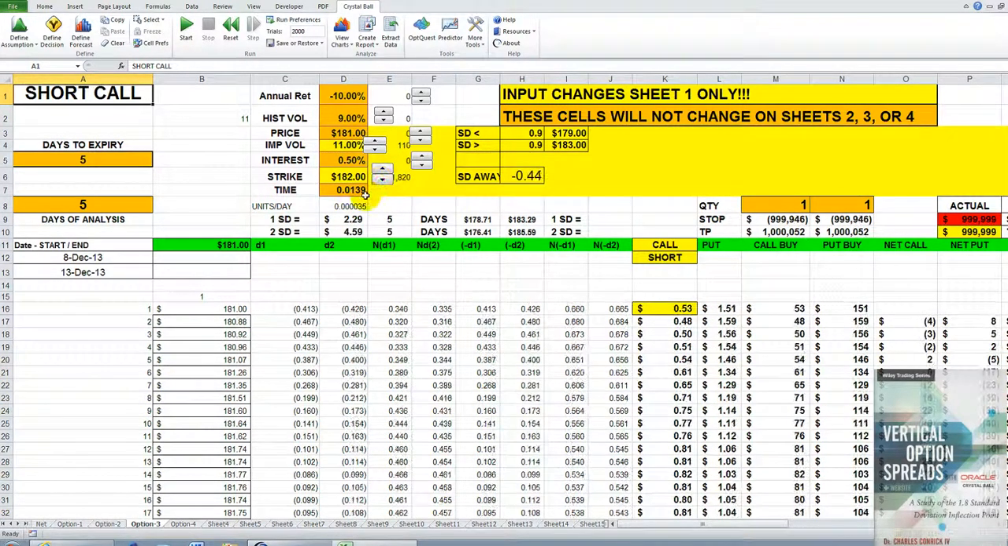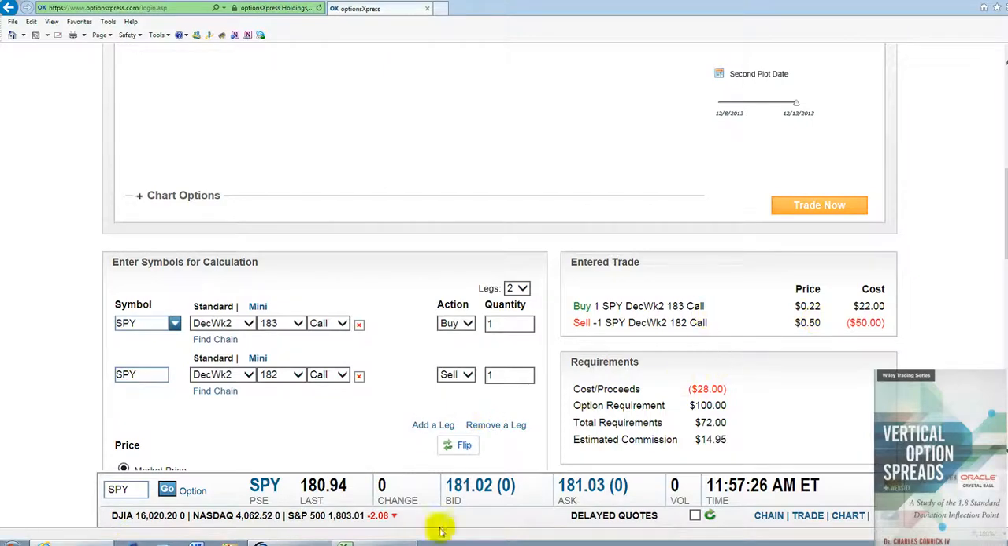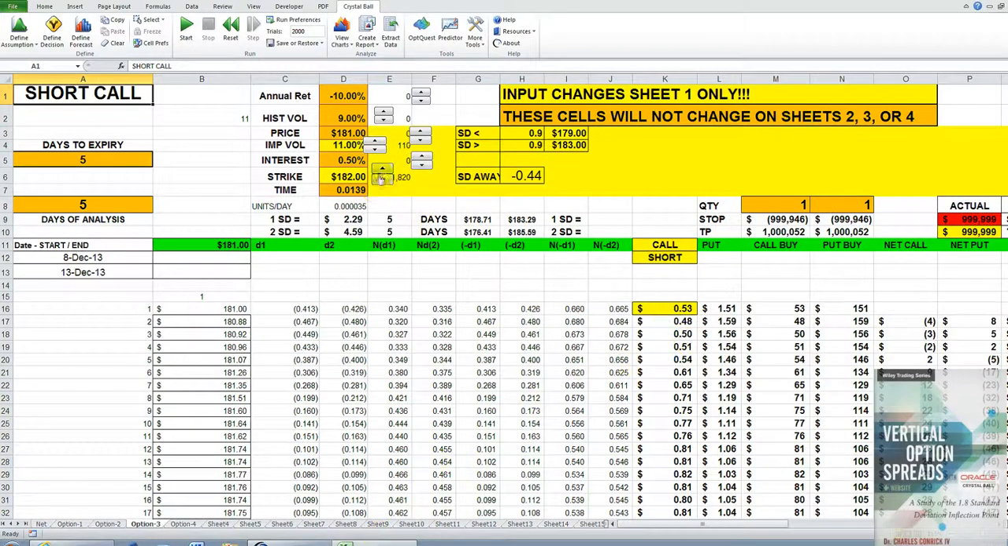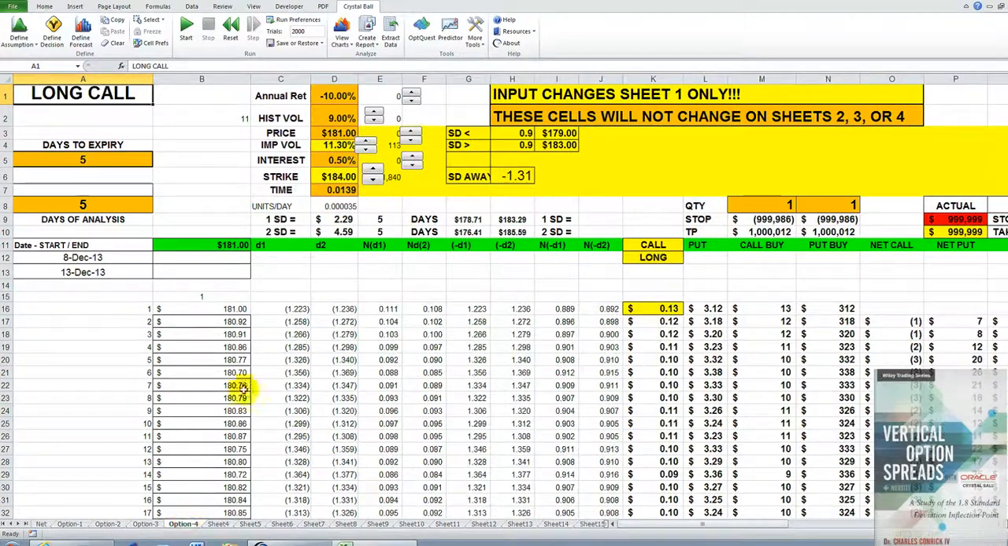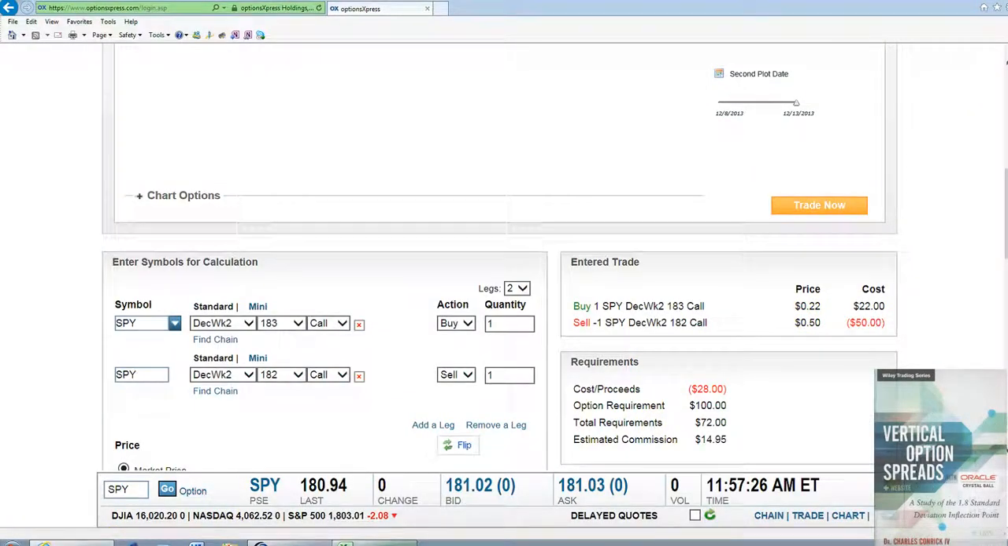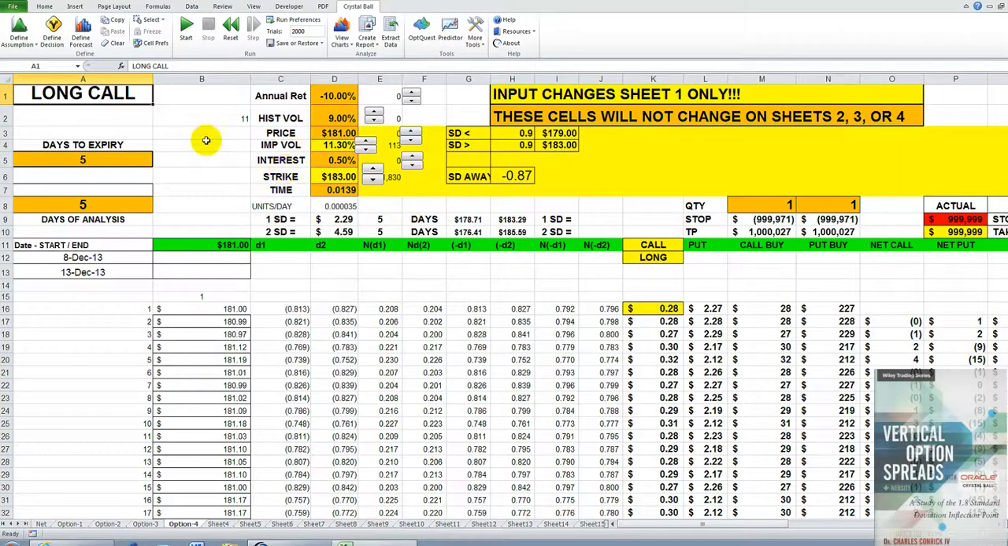So what we want to do is set the short call at 182, and then I want this price to read what Options Express says. And on the 182 call, it's calling for an even 50 cents. So we don't have much to go there. There it is, 50 cents. 182 on a short call, tab option 3, 50 cents. And on the long call, we are looking at a 183 strike, so we'll set that correctly. And the price was 22 cents. So we'll set the implied volatility to be 22 cents.